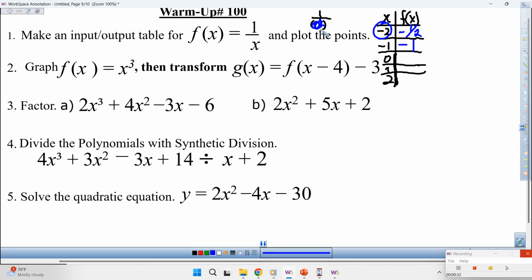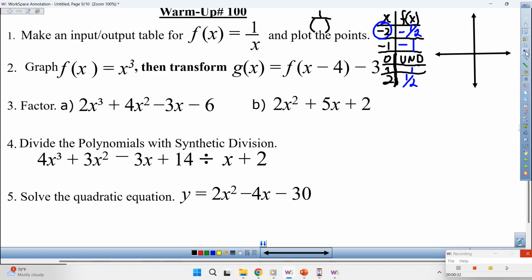What is 1 over 0? It's not 0, because the denominator cannot be 0. So therefore, for that one, we're just going to leave it blank, or I want you to write UND for undefined. Next value is 1. What is 1 over 1? 1. The next value is 2. What is 1 over 2? 1/2. All right.